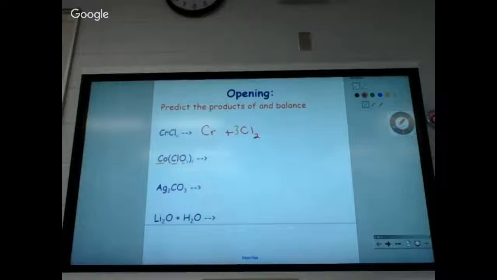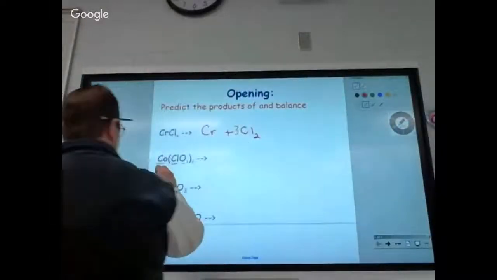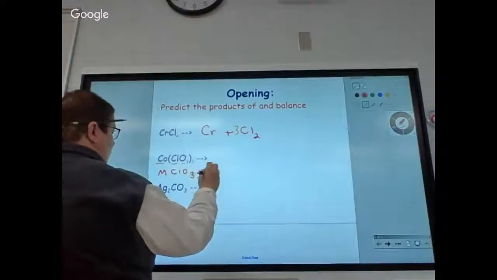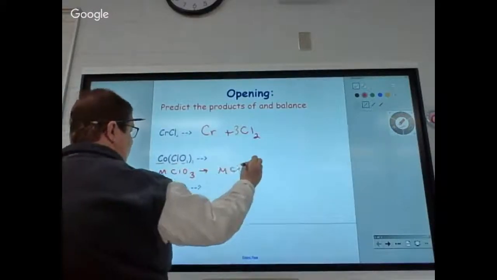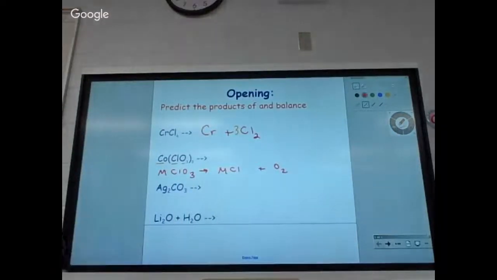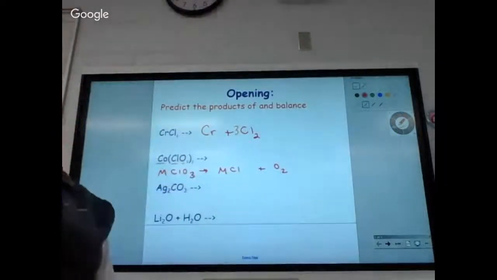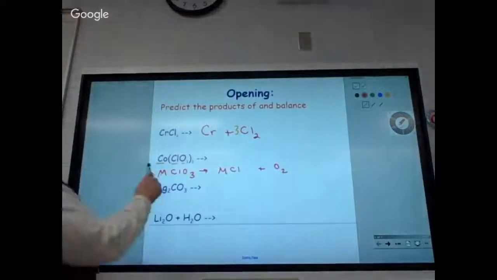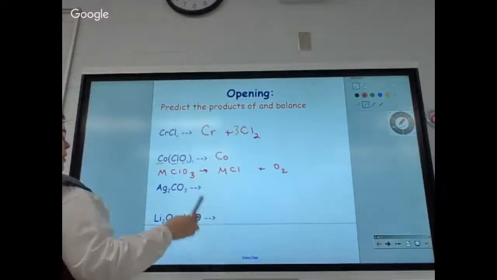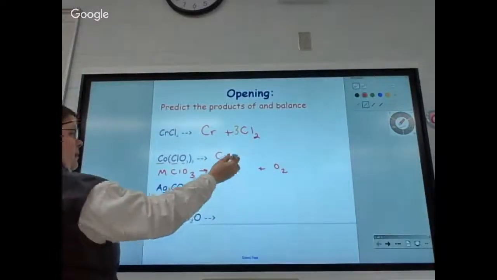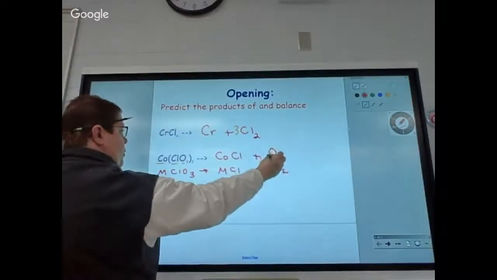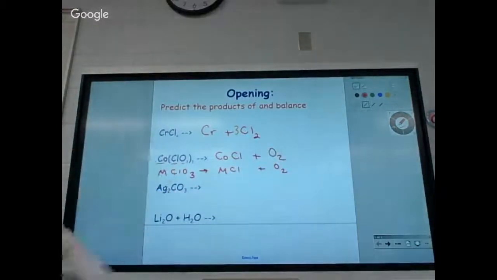Metallic chlorates. So I'm going to write MClO3 becomes what? MCl plus O2 right below it. Now all we have to do is make this fit that. So what goes in the M spot? Well, what metal is right here? So I'm writing CO. What element has to go with it? Cl plus what? O2. Well, the O2 is taken care of. We don't do anything to that.